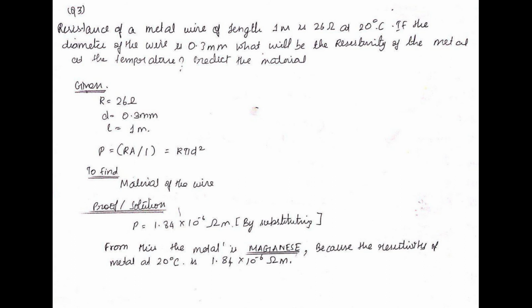The solution is rho. By substituting the value, we get the resistivity of the metal is 1.84 into 10 power minus 6 ohm meter at 20 degrees Celsius. So we can easily predict the metal, that it is manganese.